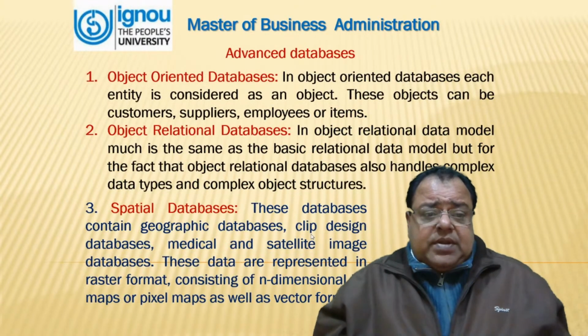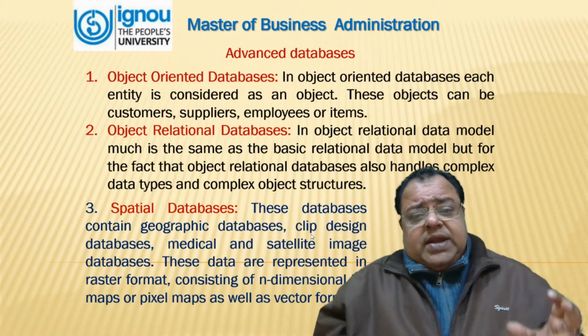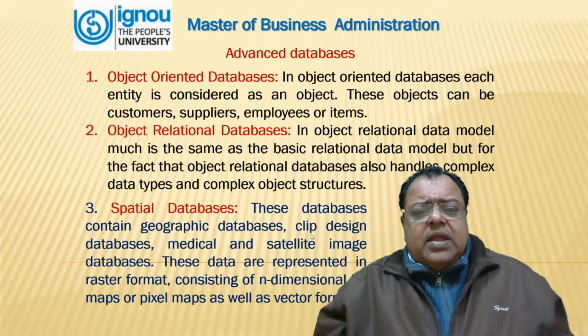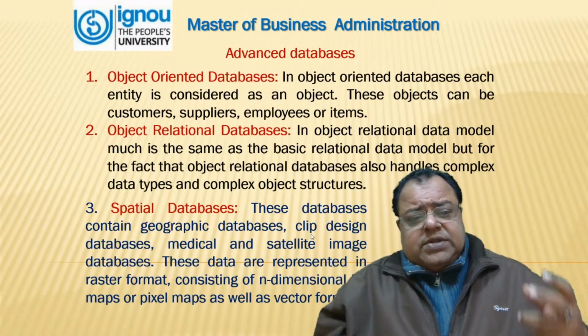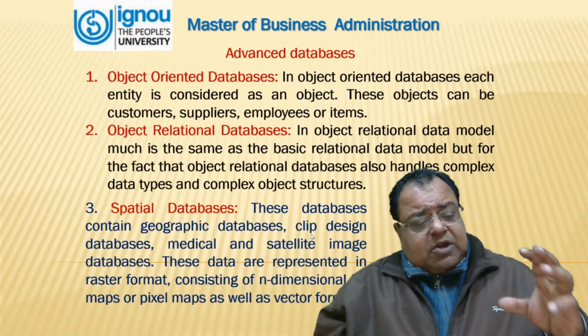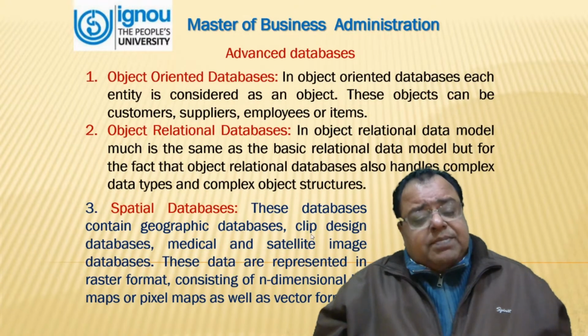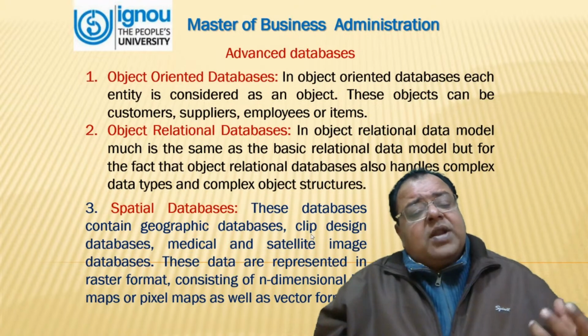Advanced databases: object oriented databases. There are basically three types. In object oriented databases, each entity is considered as an object. These objects can be customers, suppliers, employees, or items.